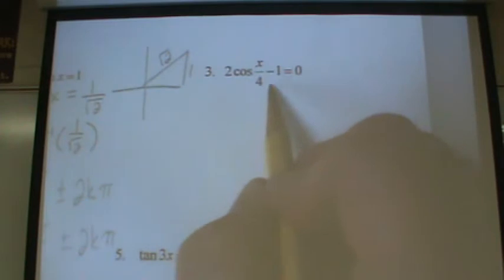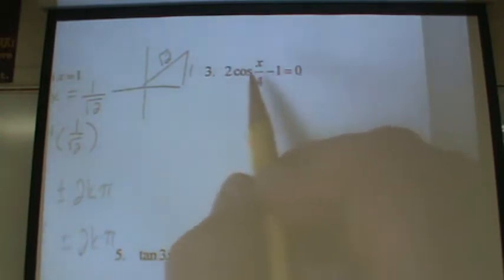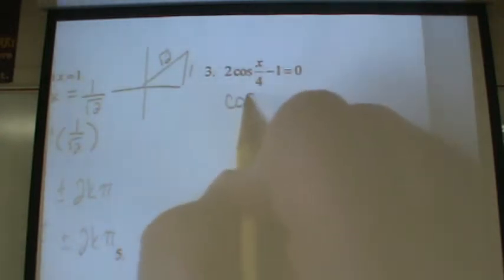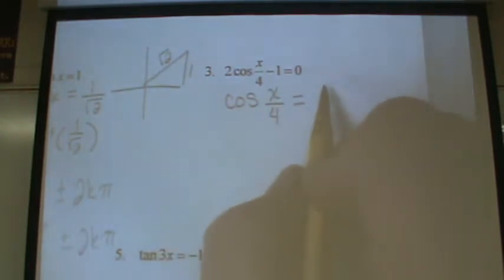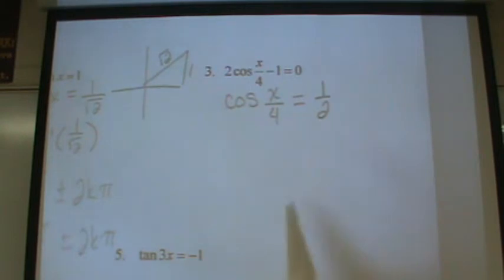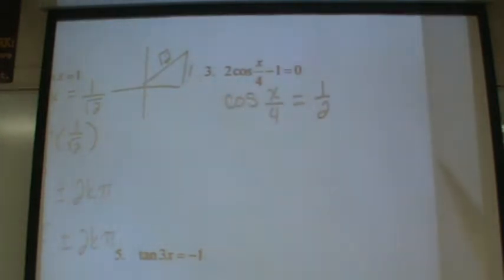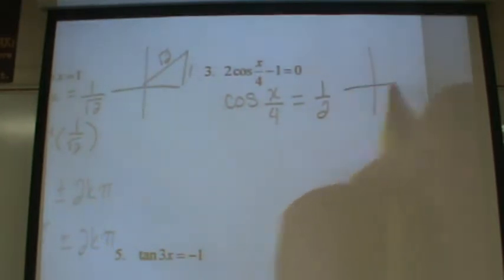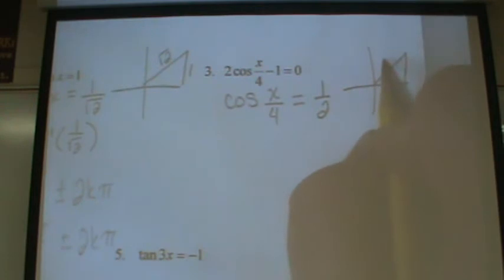This time we have something happening with our x. So again, you're going to do like you normally would, isolate your cosine. So we're going to end up with cosine x over 4 equals 1/2. We're going to solve this like we normally would. We're going to ignore this x over 4 for right now. We're going to solve this just like it was cosine x. So that goes back to our triangle. You have adjacent over hypotenuse.